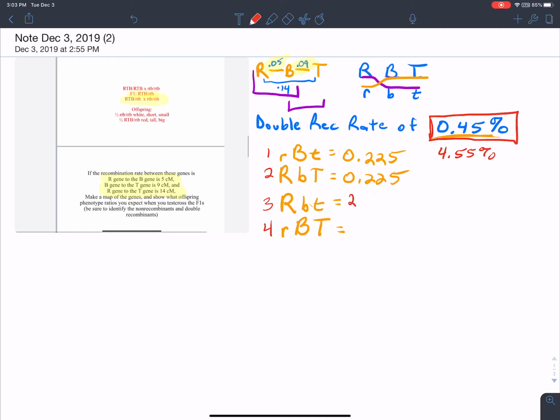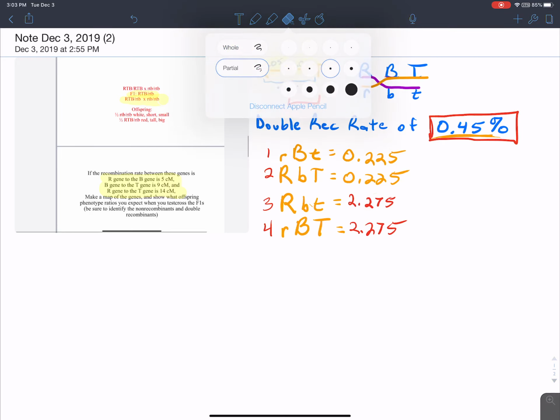So we take 4.55% and we divide that by 2. And now we have 2.275% are this, 2.275% are that. Okay. Then there's another way that these could have a single recombination, right? We just did R and B. So since we did R and B, next is going to be B and T. So it's going to be the same procedure.